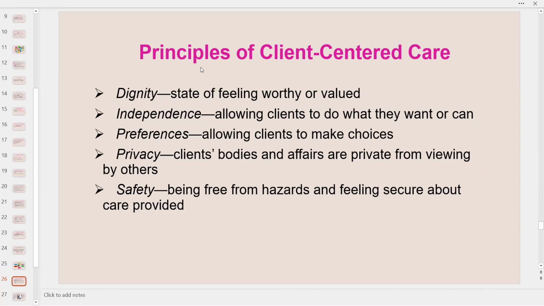So, principles of client care. Remember the acronym DIPPS. Number one is D for dignity. It is a state of feeling worthy or valued. Next is I, independence, allowing clients to do what they want or what they can. Next is preferences, allowing clients to make choices. Next is privacy. Clients' bodies and affairs have to be kept private from viewing by other people. And next is safety, being free from hazards and feeling secure about the care provided.